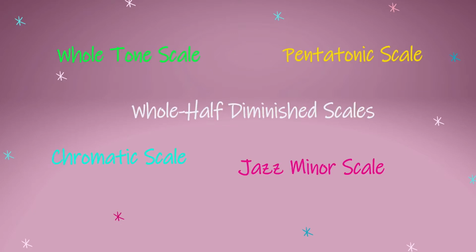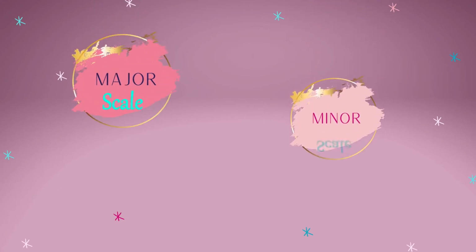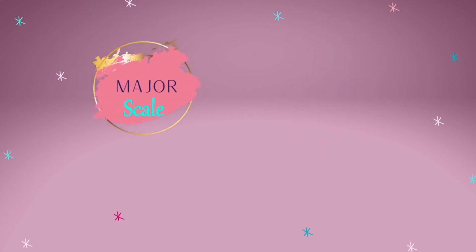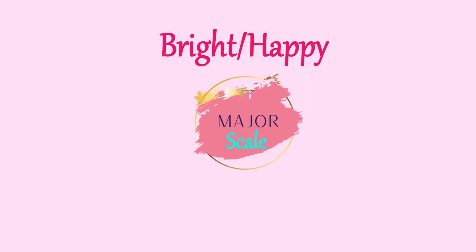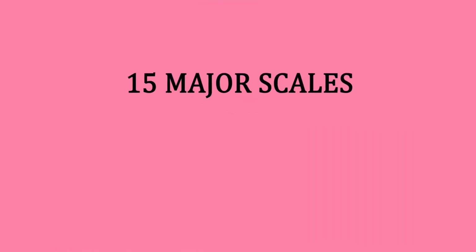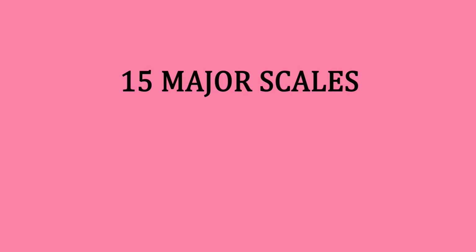There are many types of scales. The most common scales in Western music are major scale and minor scale. The major scale can be described as bright and happy. There are 15 major scales, and they are all built using the same formula, made up of tones and semitones in a specific order.